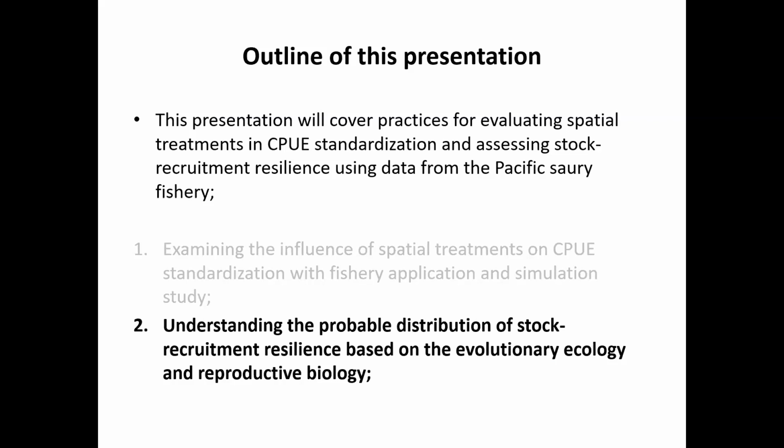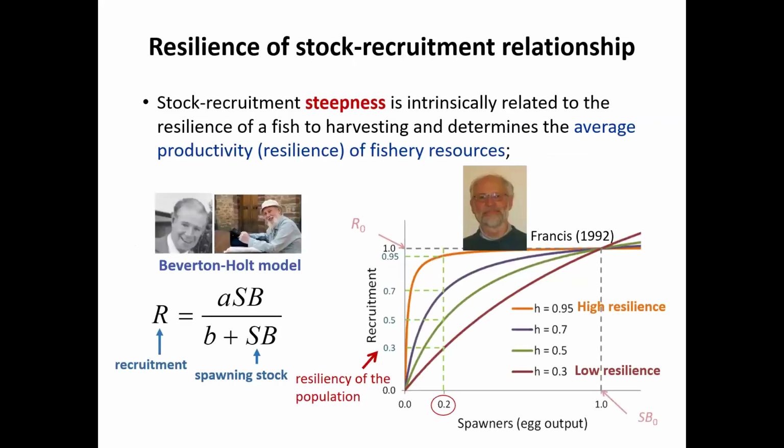understanding the stock-recruitment resilience based on life history information. As we know, for the resilience of the stock-recruitment relationship, we usually use steepness, which is related to the average productivity of the fishery resource. In common practice, we use the Beverton-Holt equation to describe the relationship between recruitment and spawning stock biomass. In 1992, steepness was defined, and if the steepness is higher, it means higher resilience, and if the steepness is lower, it means lower resilience. So we can use the resilience to reflect the average fish productivity.